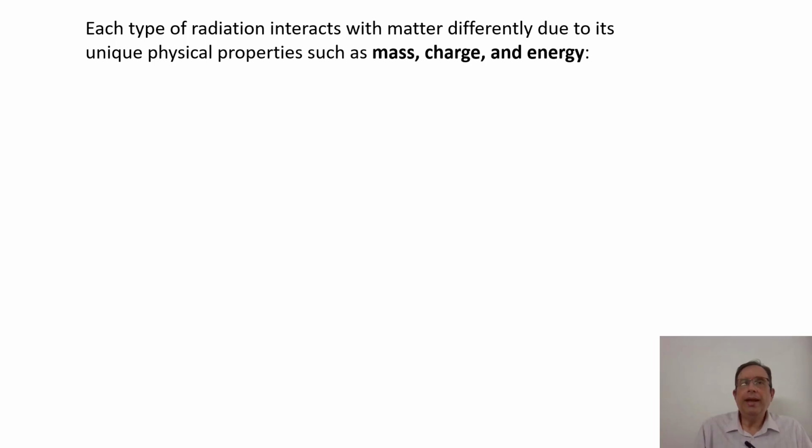Any type of radiation interacts differently with matter because it has unique properties. Each radiation has a certain mass, charge and energy. That is, each particle of that radiation has a unique mass, charge and energy. Because of these parameters, the interaction of those radiations with matter is going to be different for different particles.